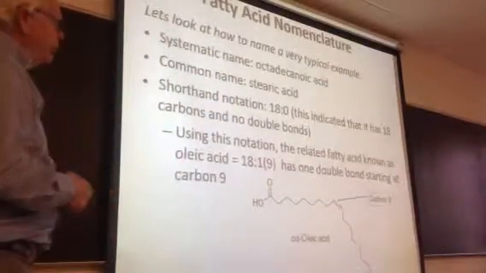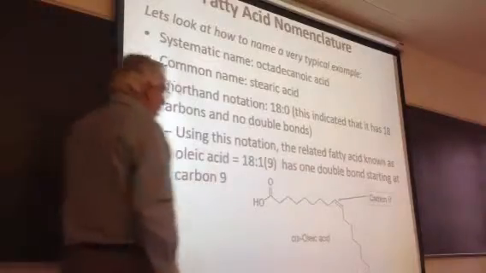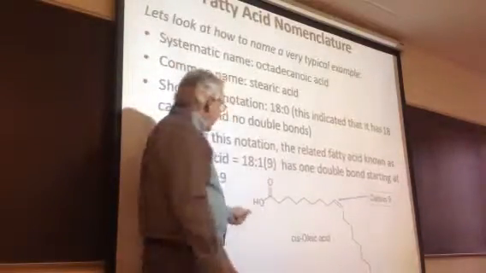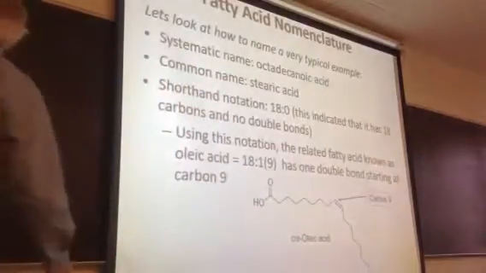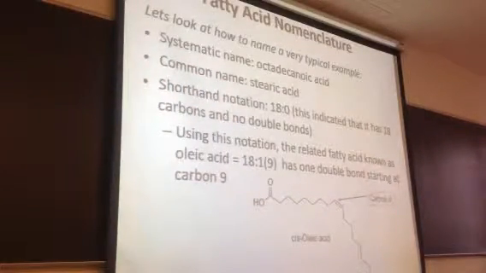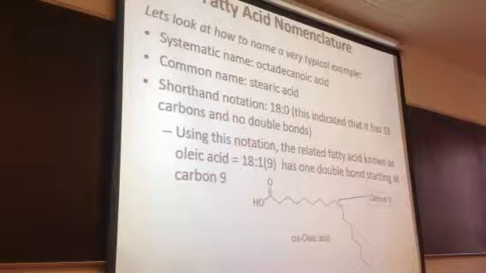18:1, and then in parentheses the 9. What's the 9 about? Where the double bond is. Exactly. And you always count from the highest priority group. In a fatty acid, that would be the carboxyl group. That gets the highest priority because of the heteroatom.